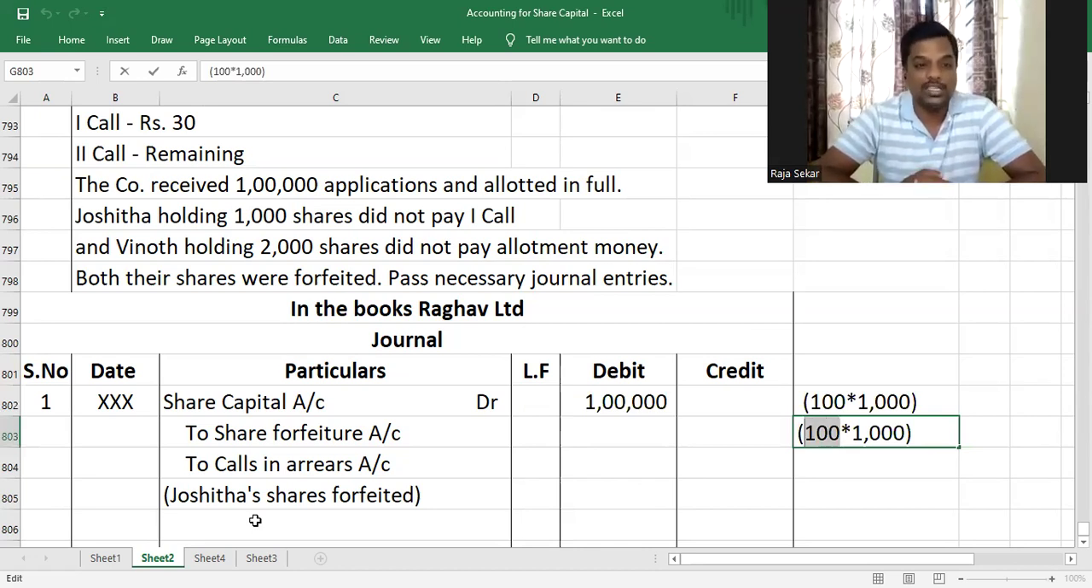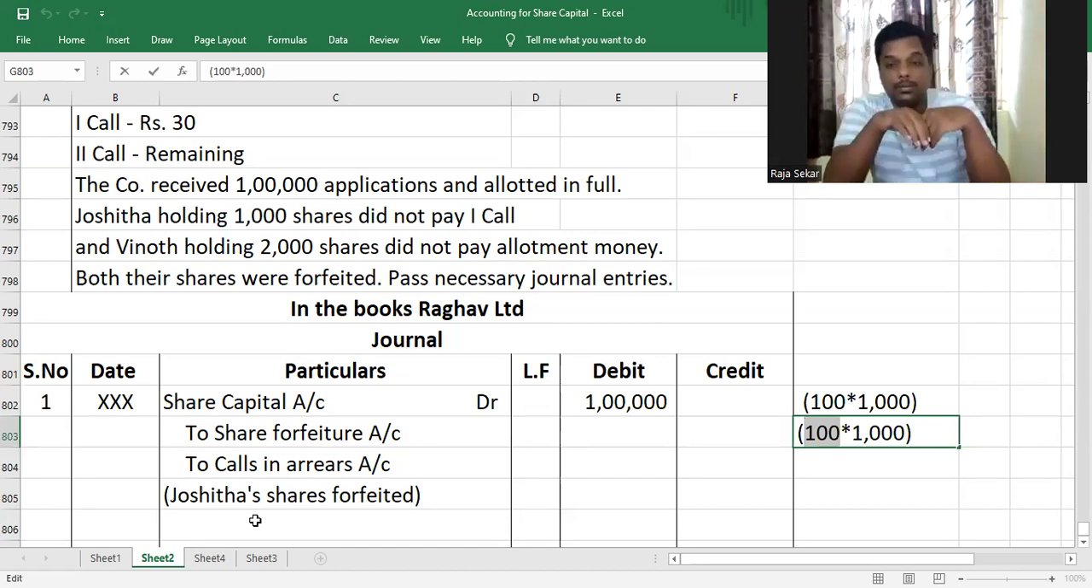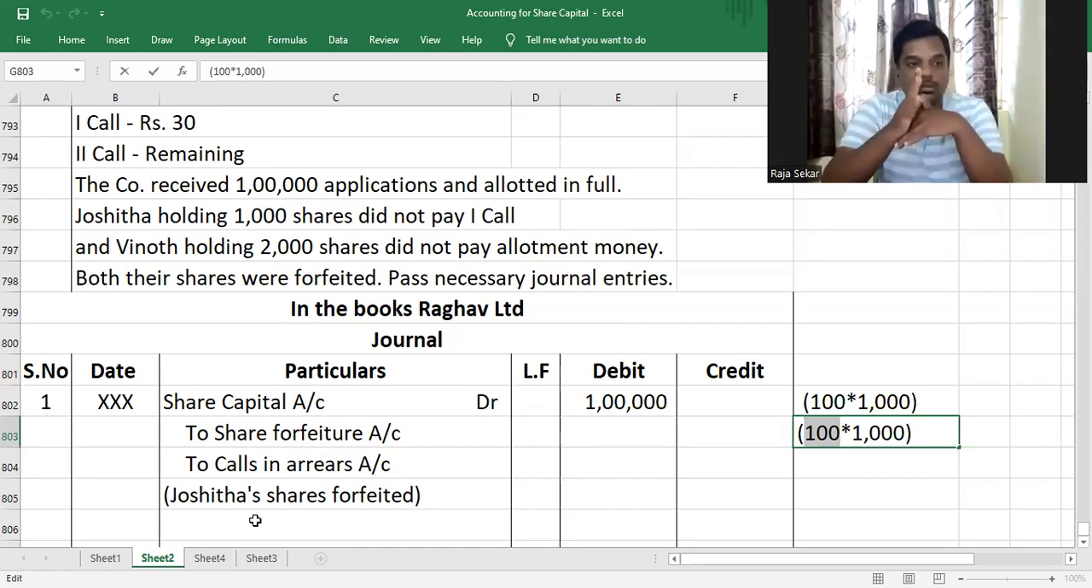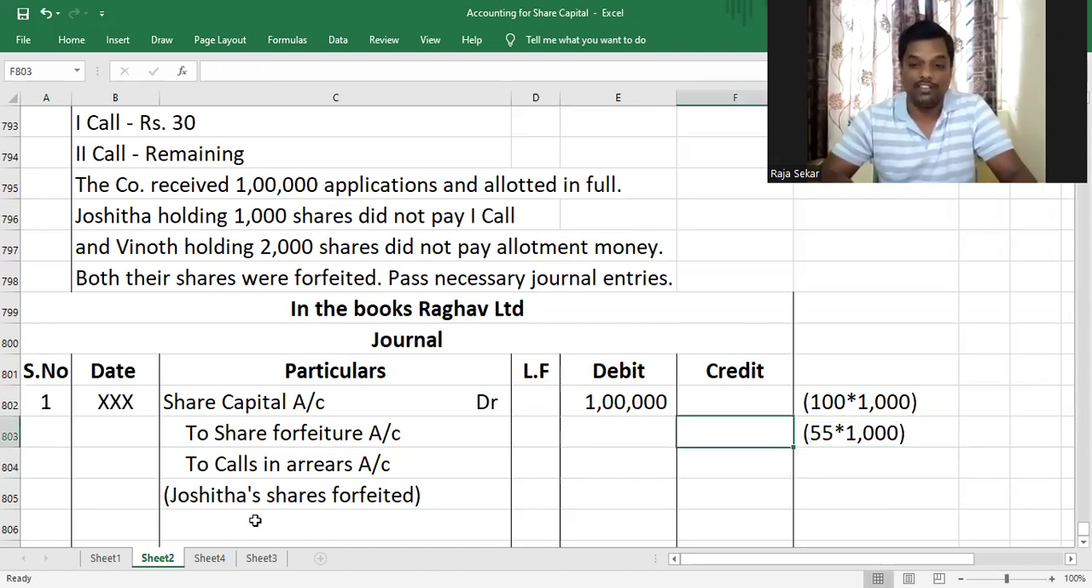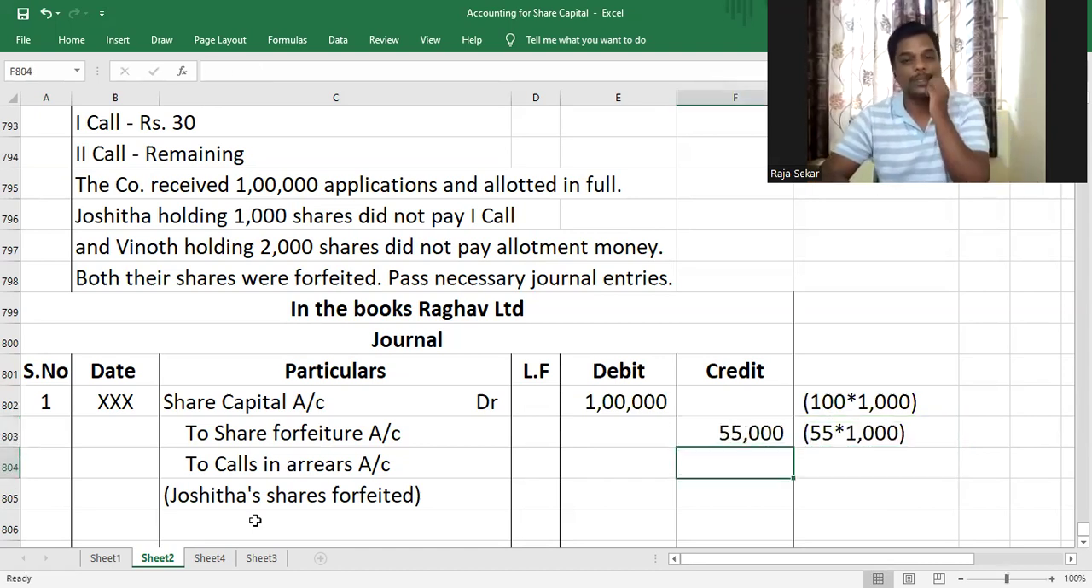Now in this question, it says that Joshita did not pay the first call, which means she would have paid the allotment money and application money. Am I right or not, my dear children? Allotment money was 30 rupees. Application money was 25 rupees. So in total, it is 55 into 1000, 55,000.